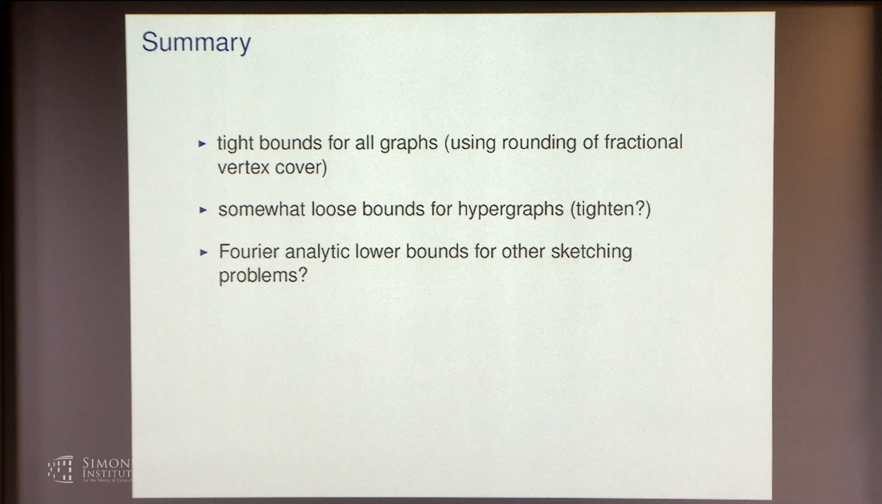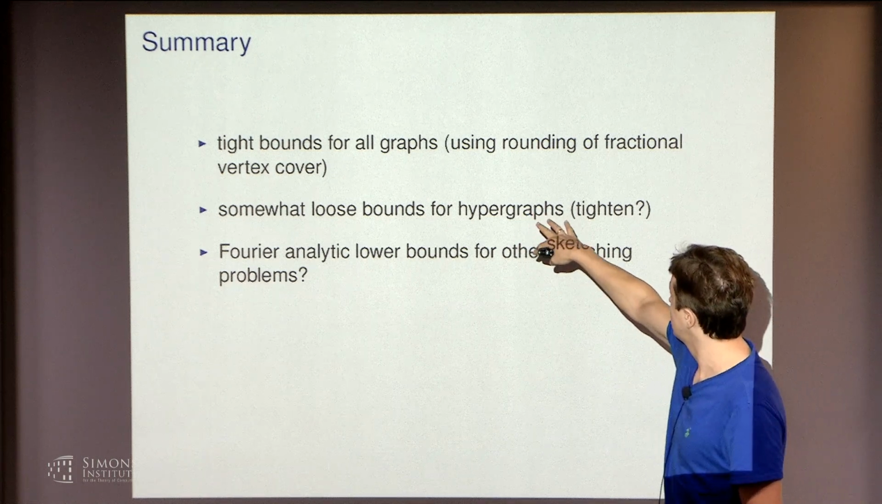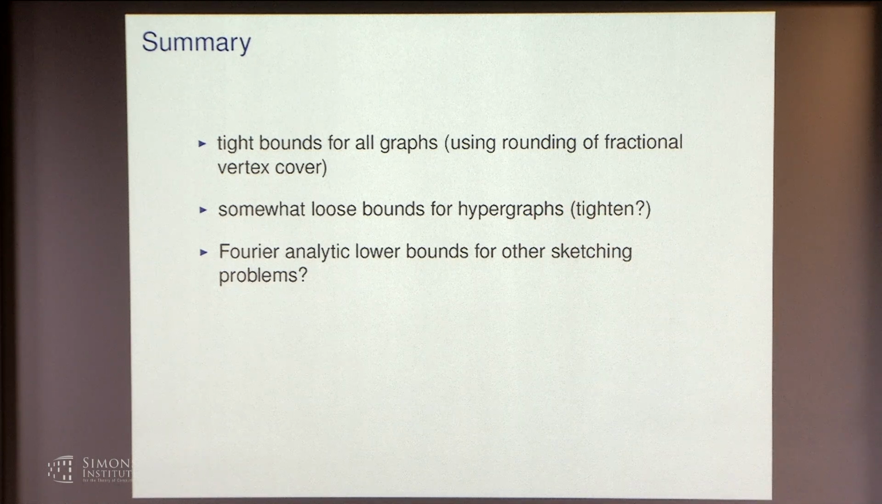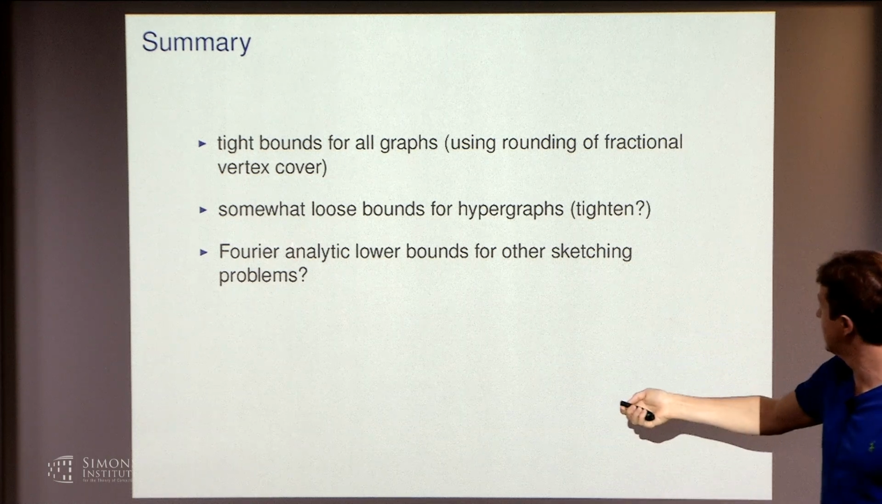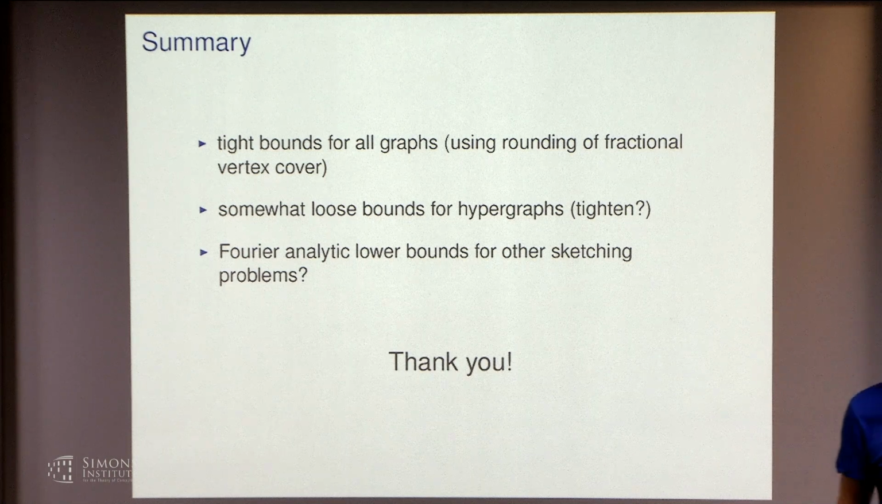Good. So just a quick summary. What we showed is optimal bounds on the sketching complexity of subgraph counting. And the bounds are tight for all graphs, but they're not quite tight for hypergraphs. The reason why they're not tight is that this equivalence between the problem under L2 constraints and the problem under L1 constraints does not quite work for hypergraphs, and we will lose something there. And so that would be very nice to understand. And in general, it would be very nice to get other Fourier analytic bounds for more streaming questions. Thank you.